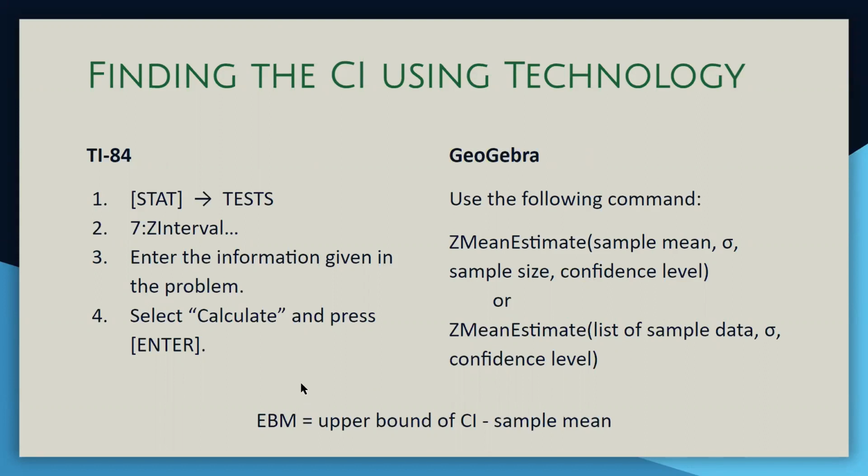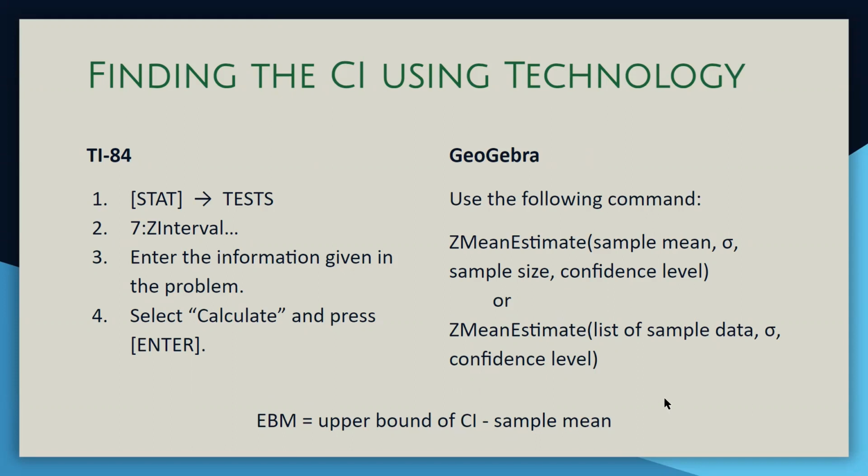If you are asked for that margin of error, that error bound for the mean, once you have your confidence interval, you can just take that upper limit and then subtract the sample mean from it. So upper bound minus sample mean will give you that error.